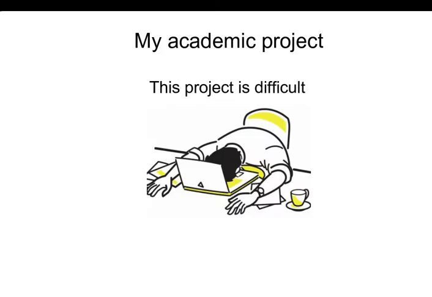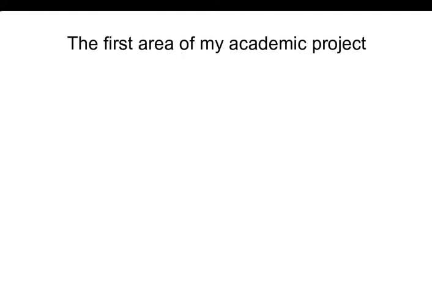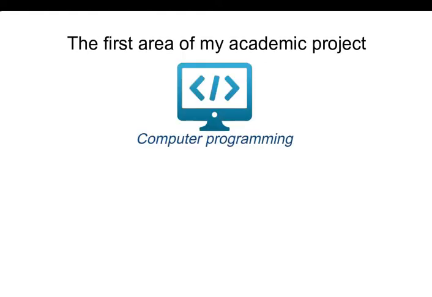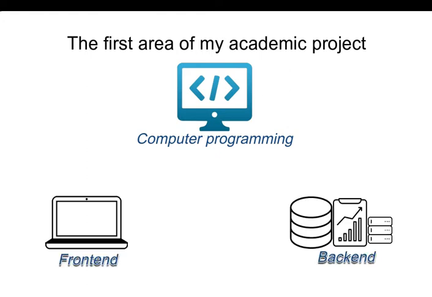So the fact of making this project seems to be easy to do for some people, but to tell the truth, this project is so difficult to make because it includes 4 different areas. The first area of the project is computer programming. That means developing the backend and front-end part of the web application.